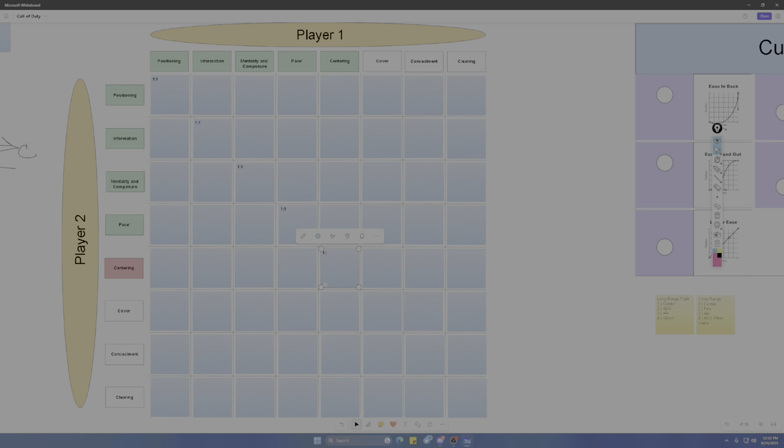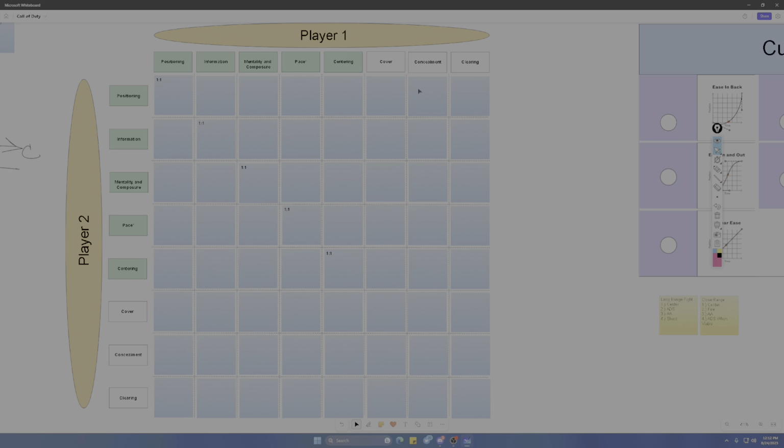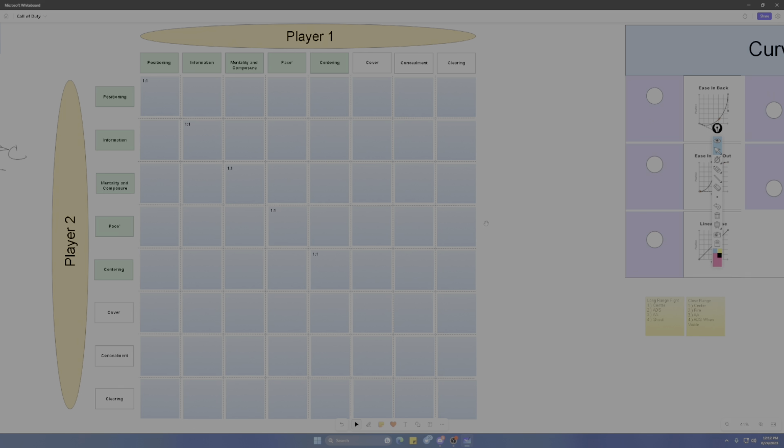So let's just say it's a 1-to-1 scenario again. Moving forward is playing cover. So if player one is doing all these and player two is doing all of these fundamentals, but one is standing in the open, the other one's on a heady, theoretically, the player one should be able to win. And player two would lose.